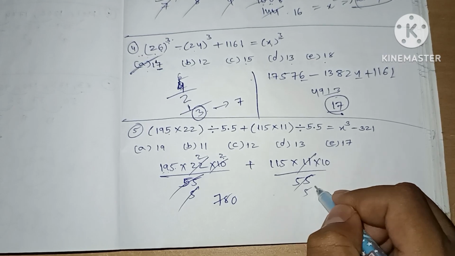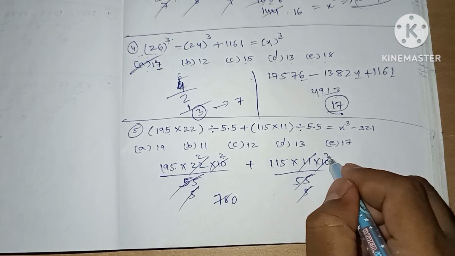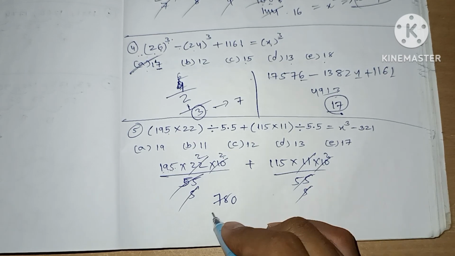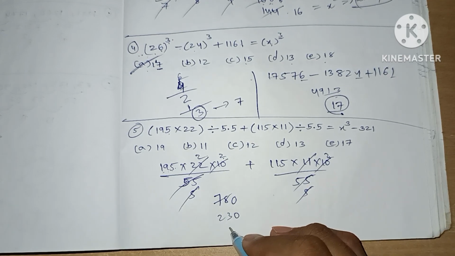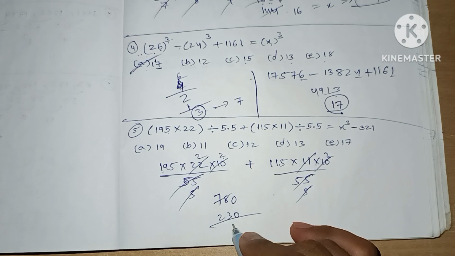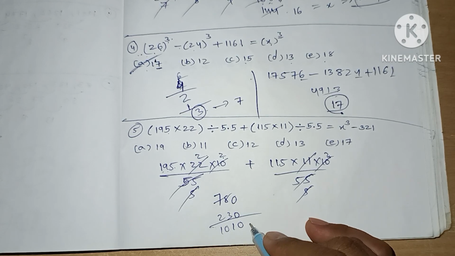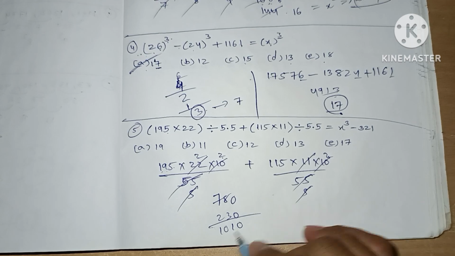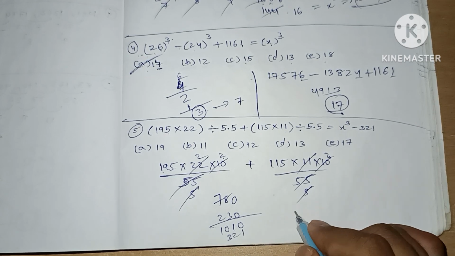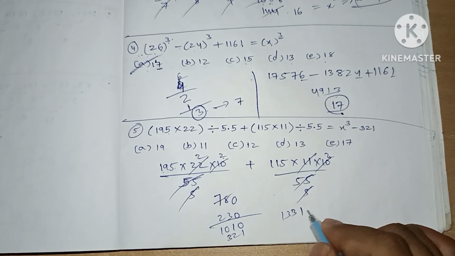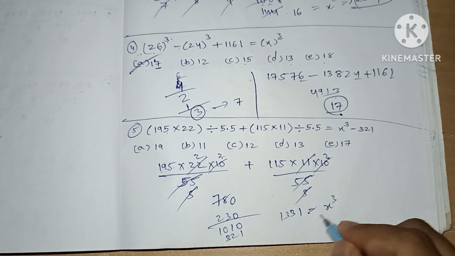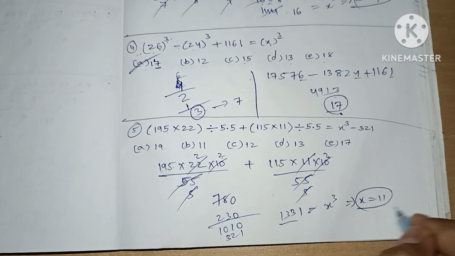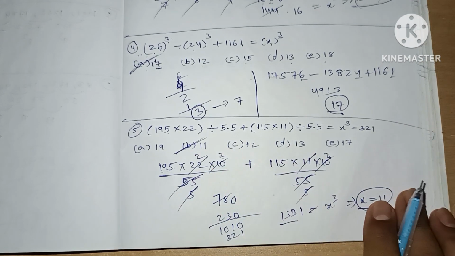So 11 5 times, 5 2 times. We get this one 200 plus 30, 230. So we get 230 from here. Combining these two, we get 1010. This comes this side with plus 321. We have 1331 whole equals to x cube. This is nothing but 11 cube value. So our answer will be x equals to 11, option B.